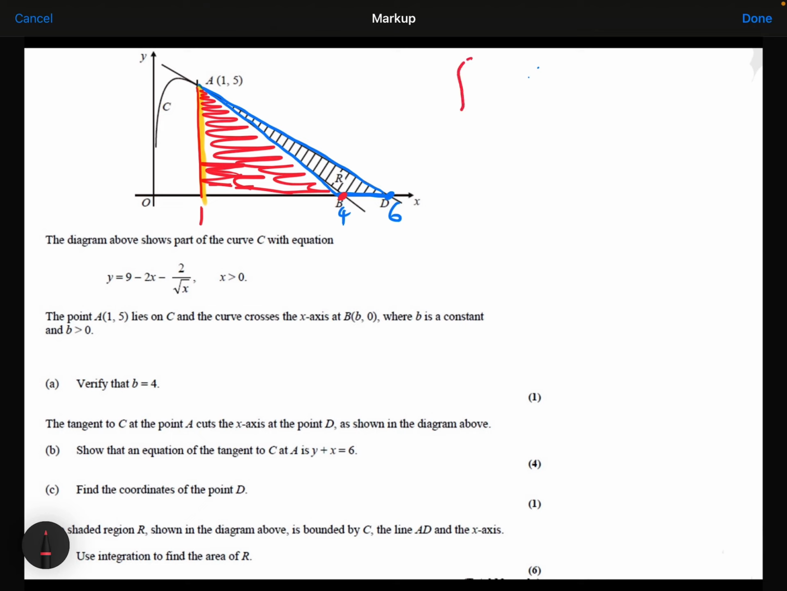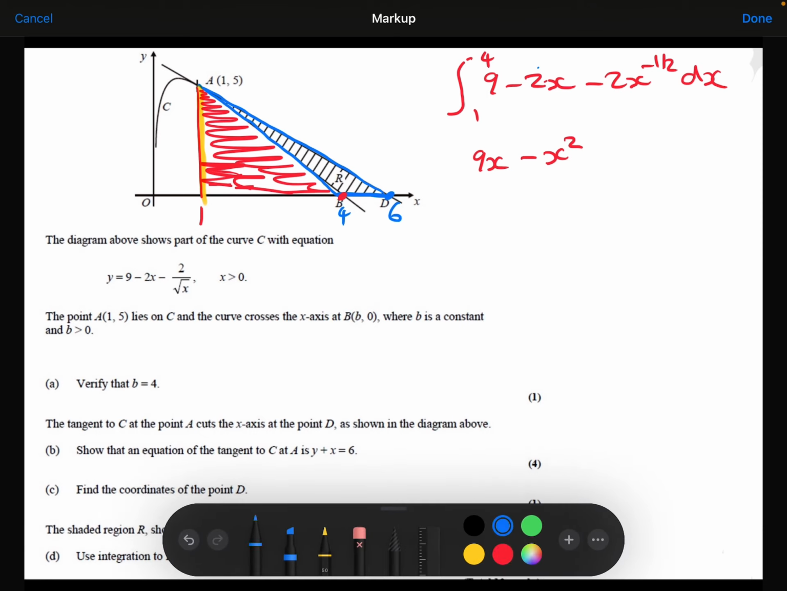So let's do that. Let's integrate our 9 minus 2x minus 2x to the power of minus a half, that original function, between the points of 1 and 4. So 9 is going to integrate to be 9x. The minus 2x will integrate to be minus x squared. And the next one, I'm going to show my working for this because this is a little bit trickier. Add 1 to the power. So the minus a half plus 1 is plus a half. And then we're going to divide by that new power, so dividing by a half. 2 divided by a half is 4.